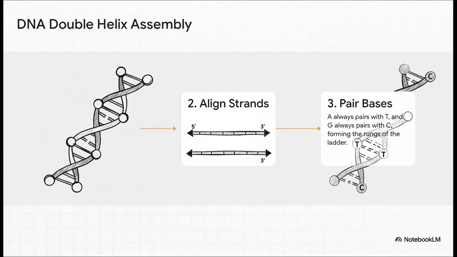So how do we build this famous double helix? Well, it's really just 3 key steps. First, you link all those nucleotides together with super strong phosphodiester bonds. That creates the sugar-phosphate backbone. Then, the 2 strands line up, but here's the trick. They run in opposite directions. We call that anti-parallel. And finally, the bases pair up in a super specific way. A always with T, and G always with C. And just like that, you have the rungs of the ladder.